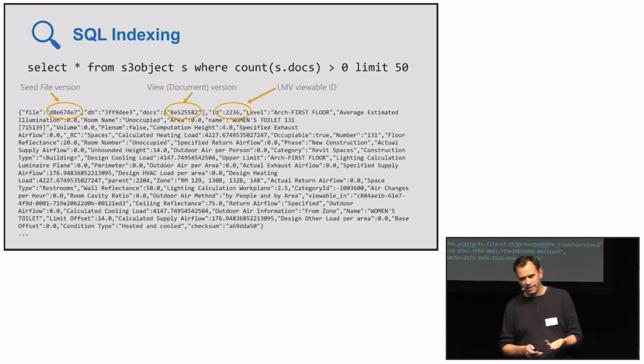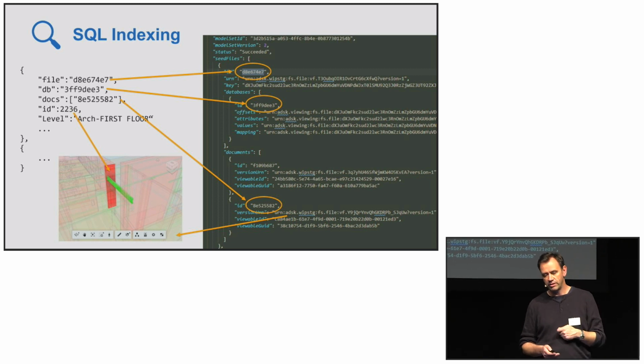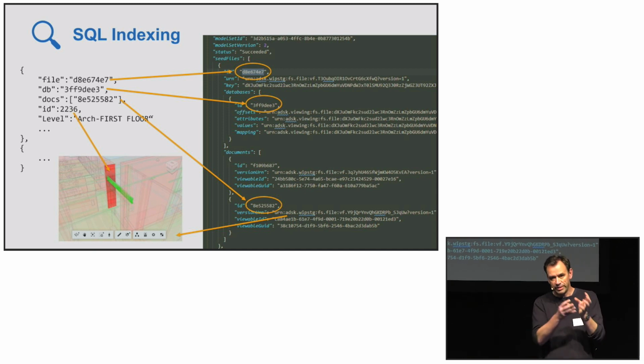And you can see here that this is going into that a bit more. So you can see the seed file version. For those of you who've used the APIs for LMV, the DB refers to the PDB file, which has got all the BIM data in it for that particular seed file. And then the docs are the views that you would get out of your Revit file, for instance. And then the ID is the object ID.